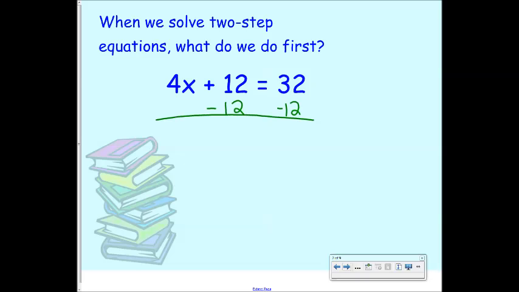And we use subtraction because we're adding 12. So to cancel it out or to eliminate it, we use a negative 12. That goes away. And we have 4x equals 20. To finish isolating x, we divide by 4, and x ends up being equal to 5.